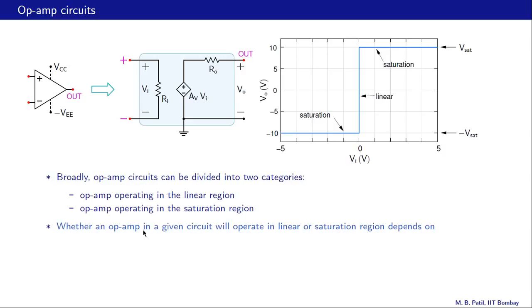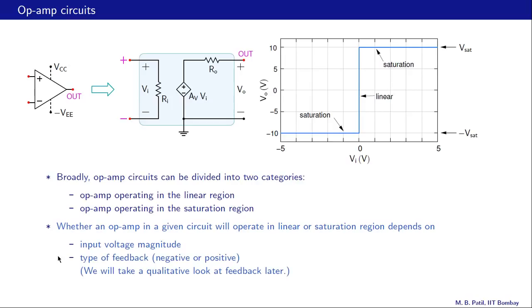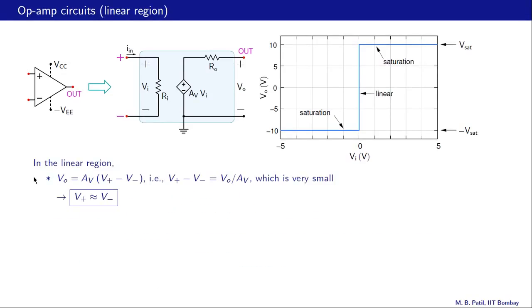Now, whether an op-amp in a given circuit will operate in linear or saturation region depends on these two factors. One, the input voltage magnitude, and second, the type of feedback. At this stage, we don't know what this means exactly, but there are two types of feedback, negative and positive, and we will take a qualitative look at feedback later. We start with op-amp circuits in the linear region.